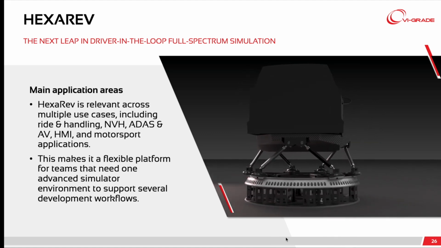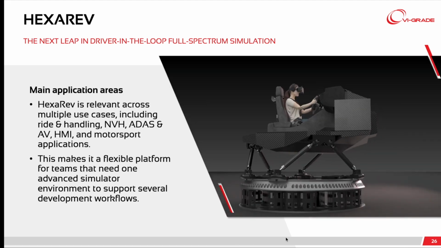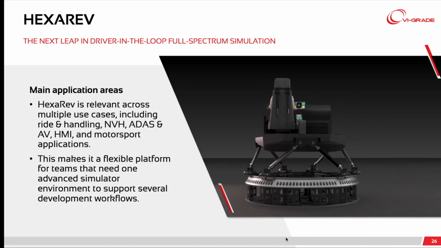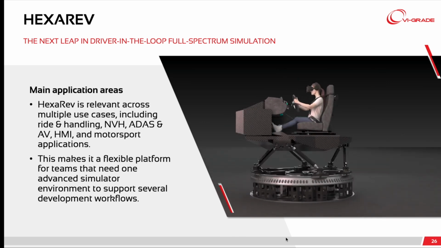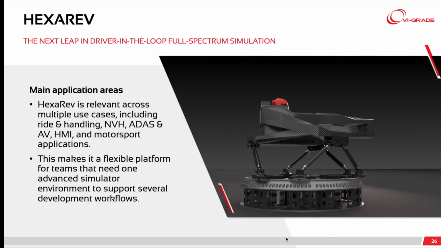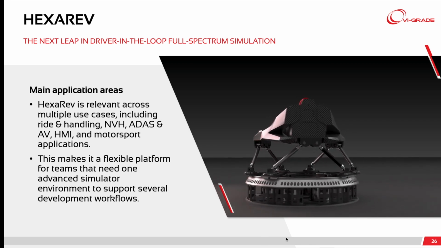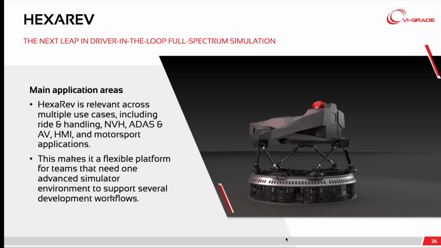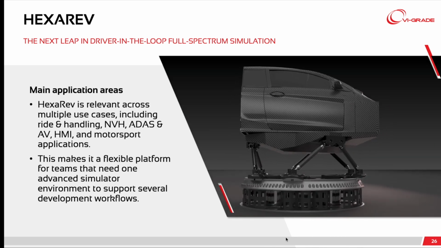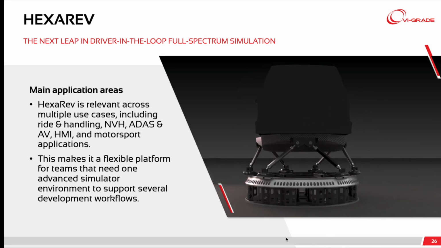So before showing it in action, let's give a quick recap of the main features of the HexaRev. Thanks to its architecture, the mechanical latency is reduced to a minimum. Not only that, but these mechanical characteristics make it so silent that the driver can feel completely immersed in the simulation environment without hearing anything else from the outside, which is, of course, crucial for NVH analysis. The unique kinematics allows as well for a larger motion envelope when combining multiple degrees of freedom, which is usually one of the biggest limitations in 6 degrees of freedom platforms.